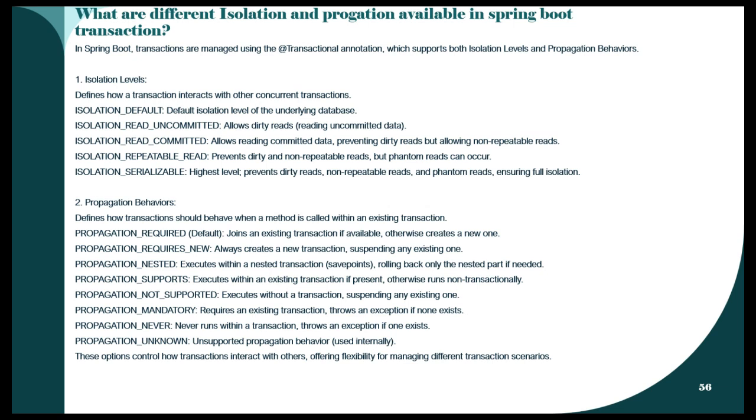So there are some propagation behaviors as well, right? So it will denote how your method is to be called with your existing transactions, right? So there are propagation required, requires new, nested, supports, not supported, mandatory, never, right? So each of these plays a very important role when it comes to your need and how you want your request to be handled, right? And the transaction to be maintained.